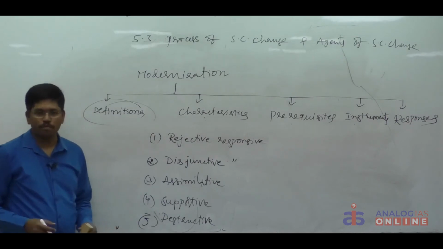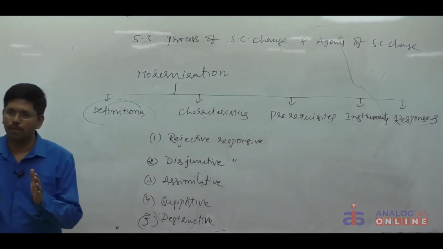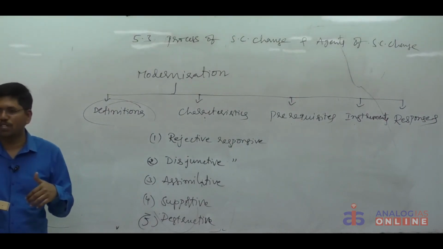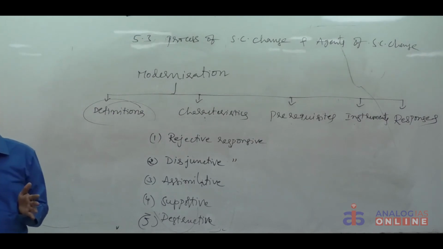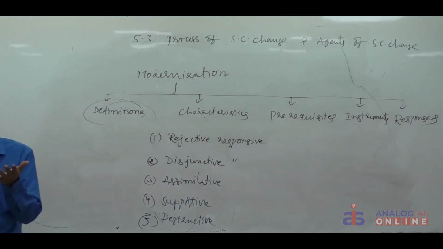What is the disjunctive response? Means modernization will be there along with the traditional order, when the modern elements are introduced into the society without disturbing the traditional order. In the olden days, even today also, if you go to rural areas, people used to carry out agriculture with the help of animals. And if you introduce tractors and modernization, people are accepting it. And at the same time, they are not replacing the bulls. Simultaneously, both are existing.